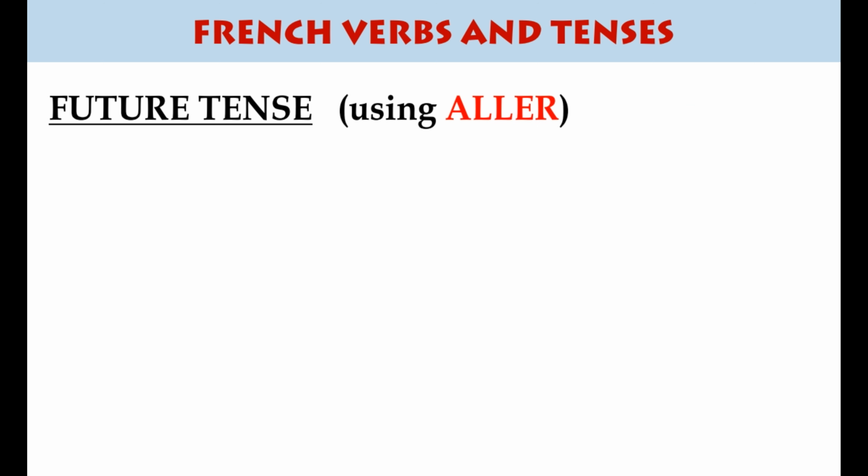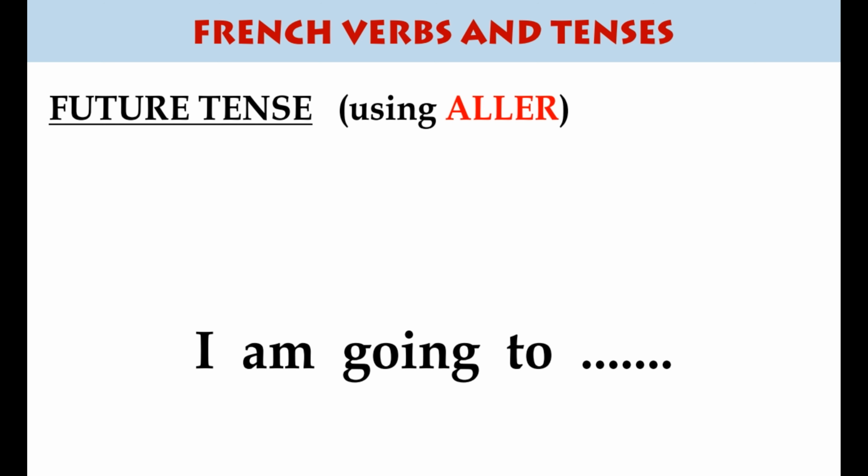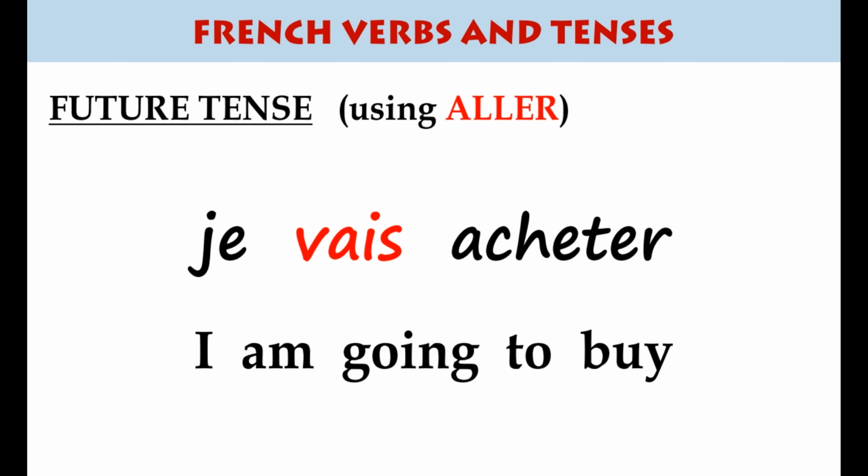And you can use aller, that third irregular verb that we just looked at, that third one you can use to make the future tense. I'm going to visit, I'm going to see. I'm going to buy. Je vais acheter. I'm going to buy. It's a future tense.